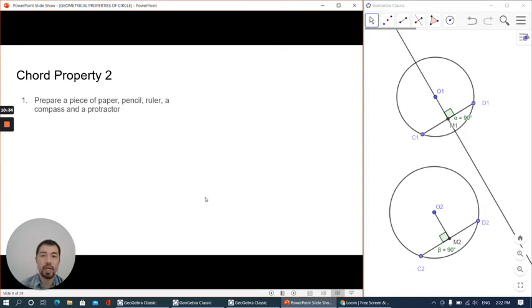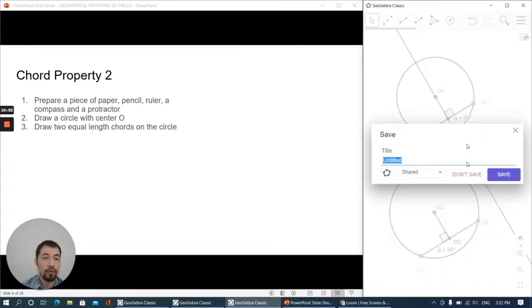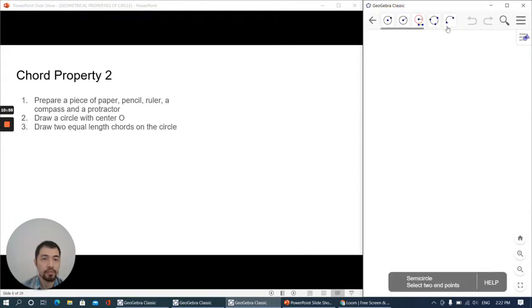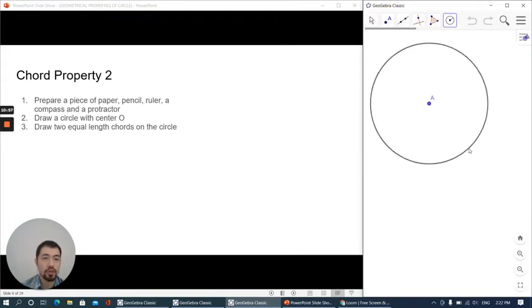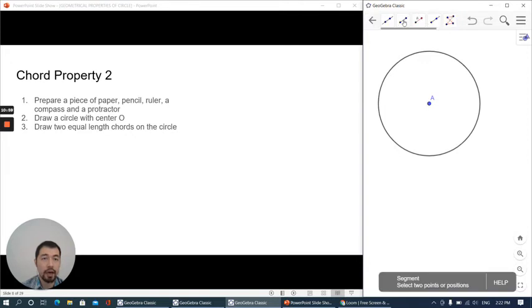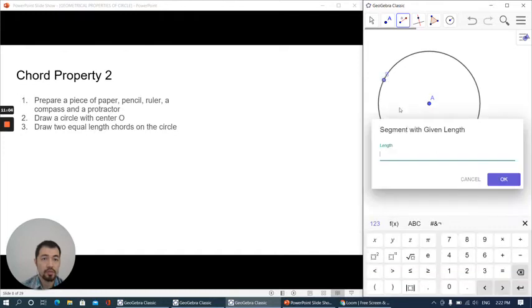So again, on a piece of paper that you already have, I don't want you to reuse the circle. So draw another circle with center O, and then draw two equal length chords on the circle. Okay, so I'm going to create a new one here. So I have a circle and then I have two chords.